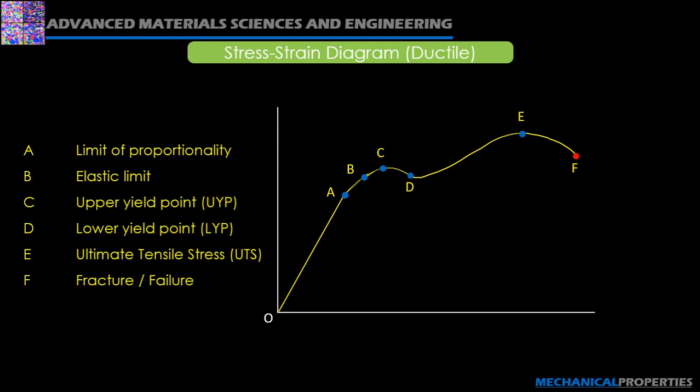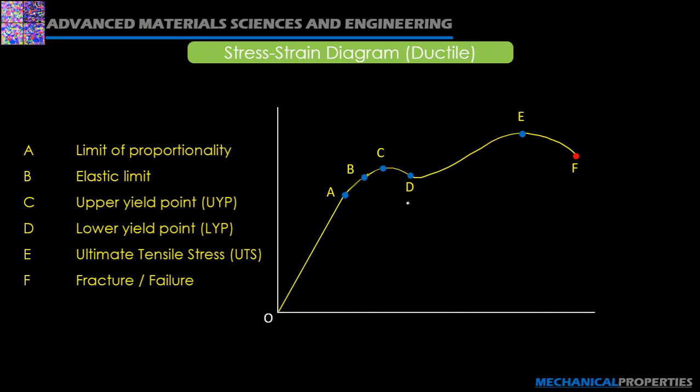Let's label these points. Now here A is the limit of proportionality, B is known as the elastic limit, and C is the upper yield point, D is the lower yield point, E is the ultimate tensile stress, and F is the fracture or failure point.